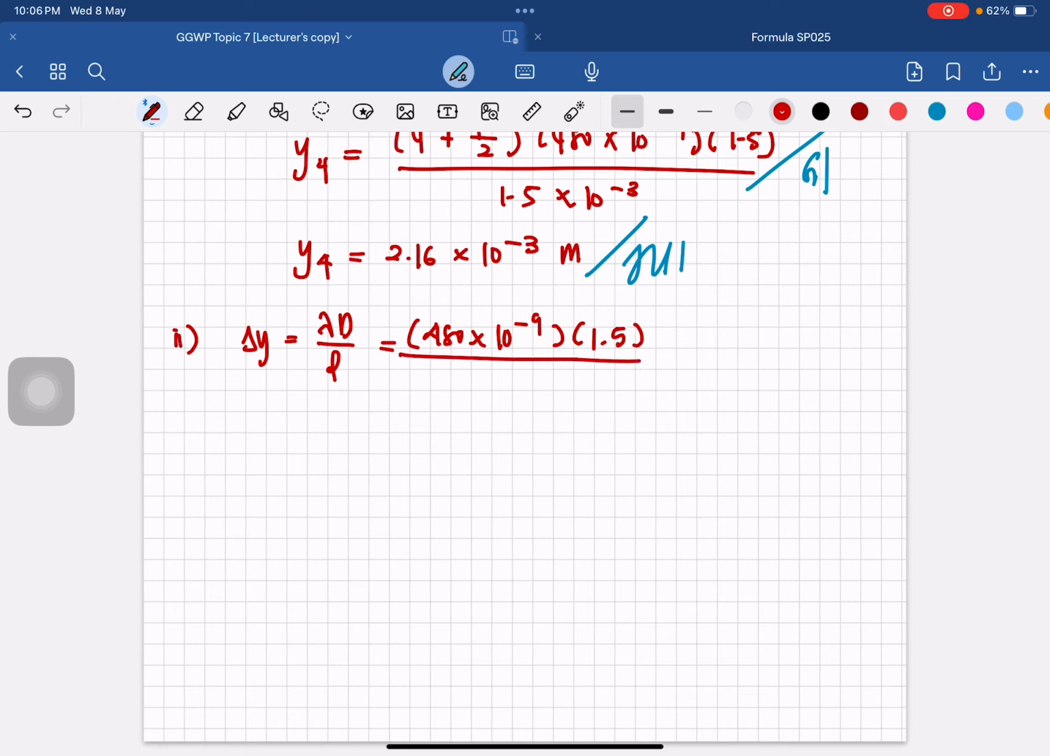Sebab markah substitution, kamu kena substitute correctly baru dapat full mark lah. Okay, so yang ini kamu akan dapat fringe separation dia 4.8 times 10 to the power of negative 4 meter. So markah dia dari sini substitution. If you substitute it correctly, you get full mark. And then final answer with the correct unit 1 mark lah. Alright, so that is question Roman 2.